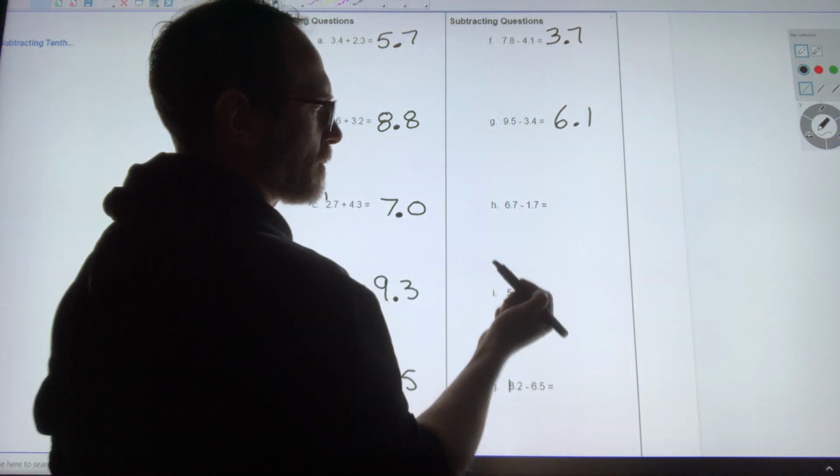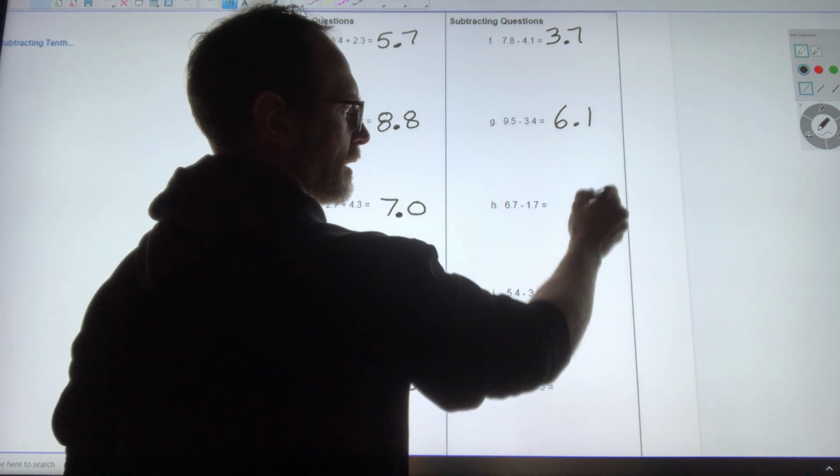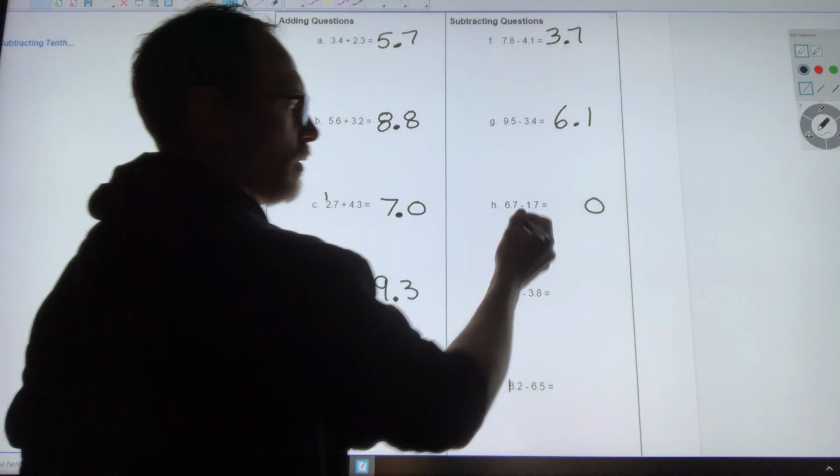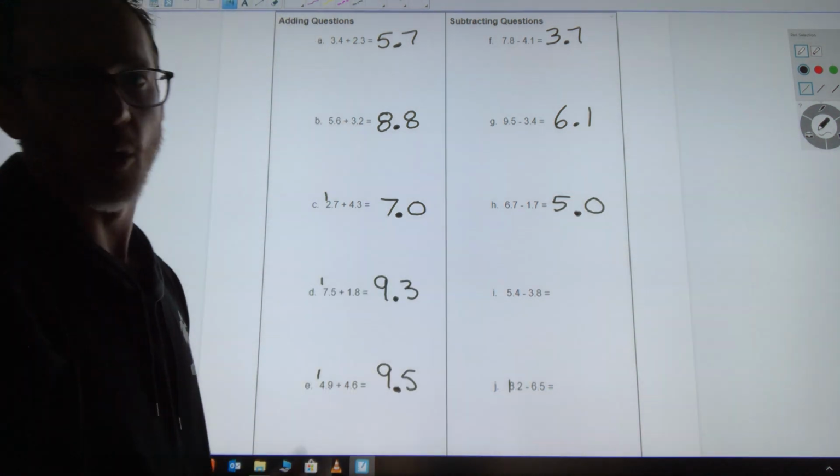For 6.7 minus 1.7, well, I know 7 minus 7, 7 tenths minus 7 tenths is 0. 6 minus 1 is 5, so my answer is 5.0, or it could be just 5.